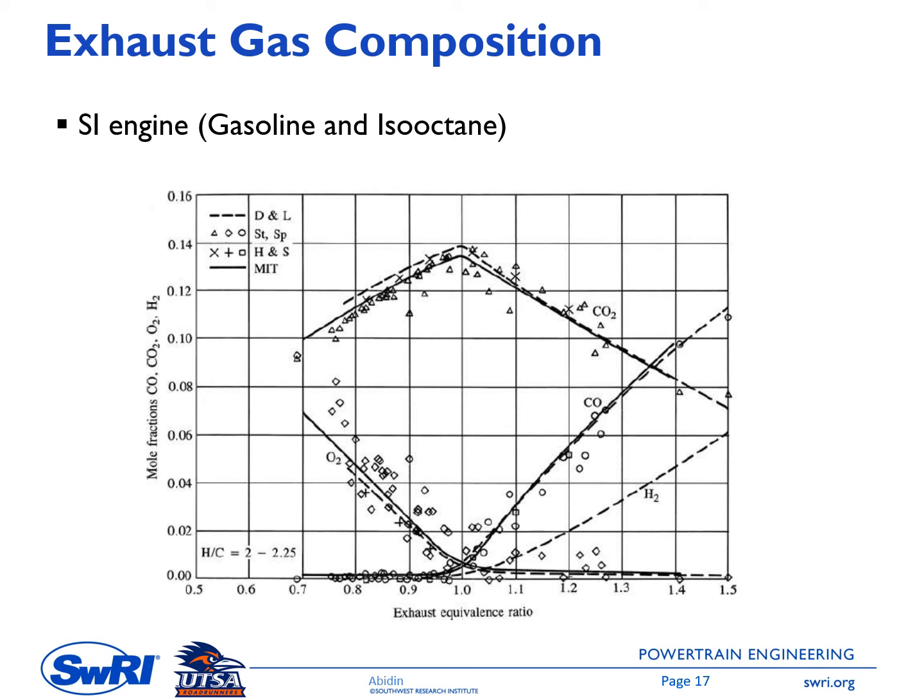How is the composition of the exhaust gas inside a spark ignition engine and a compression ignition engine? Firstly, let's take a look inside the spark ignition engine. This figure shows the schematic of the spark ignition engine exhaust gas composition in mole fraction as a function of equivalence ratio. In this case, the fuel is gasoline and isooctane, so we have two fuels here. The H/C ratio here ranges from 2 to 2.25.